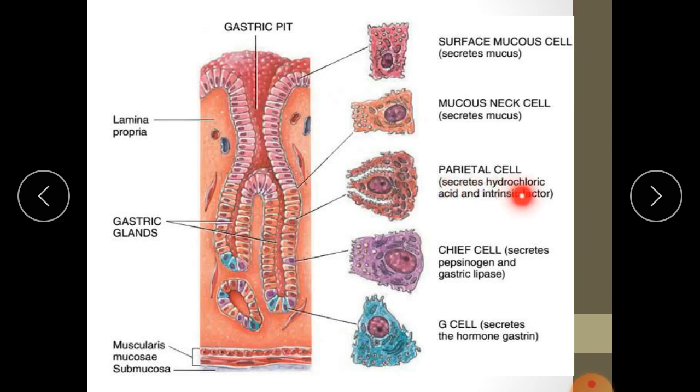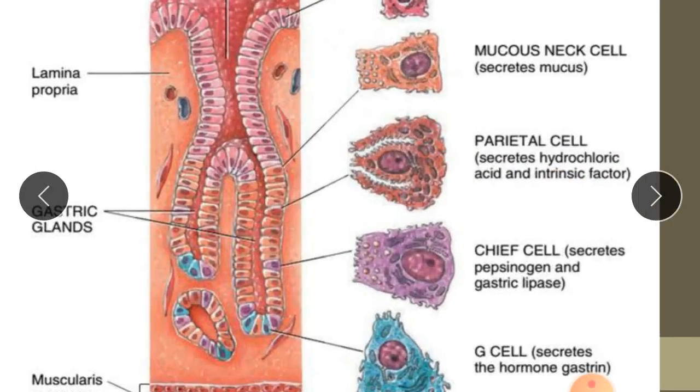Parietal cells secrete hydrochloric acid and intrinsic factor. The importance of hydrochloric acid, you know it. HCl kills bacteria. It loosens the protein fibers present in the food. Protein digestion is helped by HCl. HCl converts pepsinogen into pepsin and prorenin into renin. And the medium of the food is made acidic because of the presence of HCl.